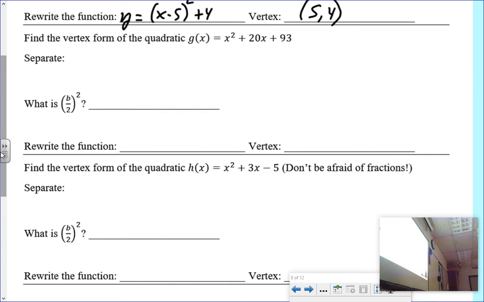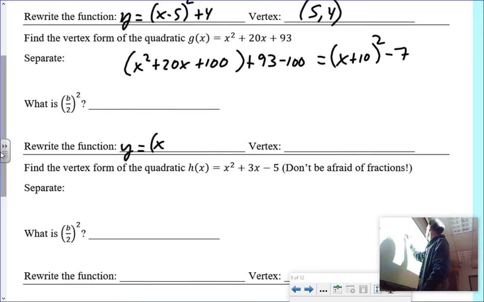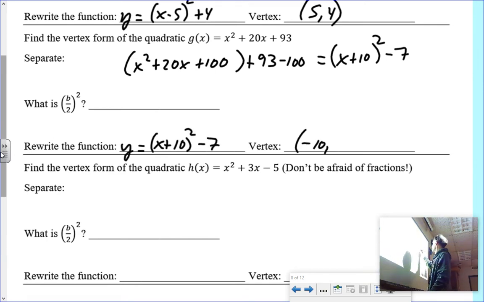All right, so x squared plus 20x plus 93. Separate. So 20x, 20 divided by 2 is 10. So this gets a plus 10. 10 squared is 100. Subtract 100, undo what we did inside, clean it up, and there's your new function. And your vertex, of course, would be (-10, -7).